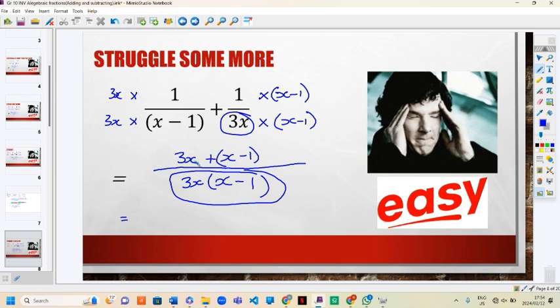Okay, so I've got 3x plus x, which is 4x. And then I've got plus times a negative is negative 1, all over 3x and x minus 1. In your denominator, I want you guys to leave it with a bracket there. We only simplify the numerator. I hope that makes sense. Are we happy with that?